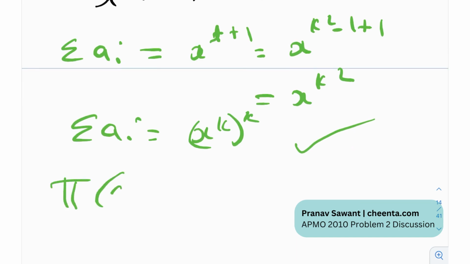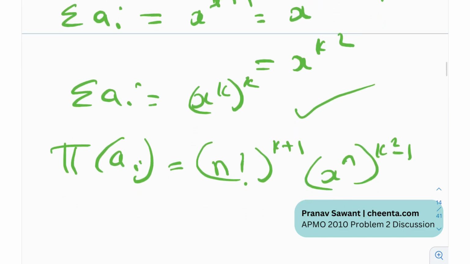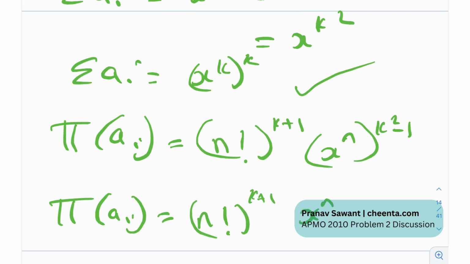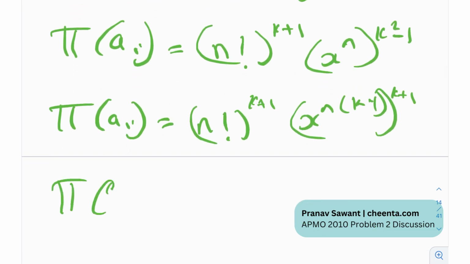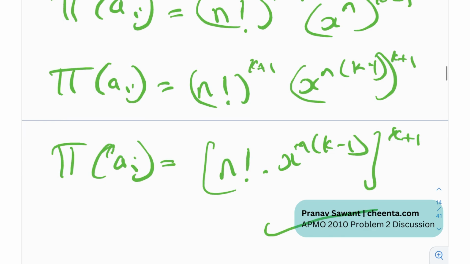Now, if I calculate pi ai, that becomes (n factorial) raised to the power k plus 1 times x raised to the power nt. But I just substitute t as k squared minus 1, from what we had found. So pi of ai then becomes (n factorial) raised to the power k plus 1 times x raised to the power n times (k minus 1), whole raised to the power k plus 1. I'm trying to formulate a perfect (k plus 1)th power. So pi ai becomes (n factorial times x raised to the power n times (k minus 1)) whole raised to the power k plus 1. So this is also a perfect (k plus 1)th power.